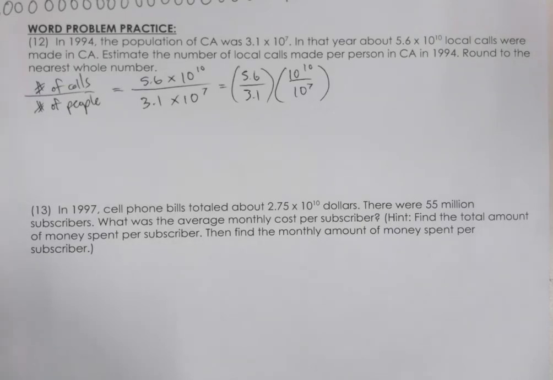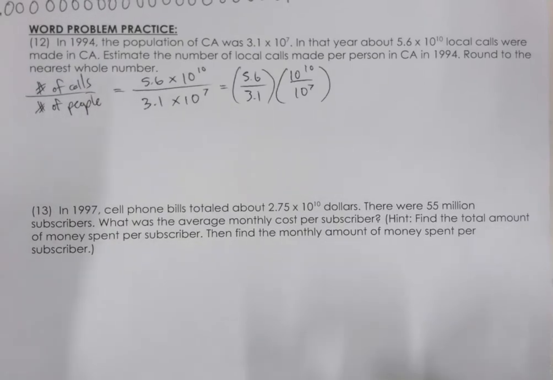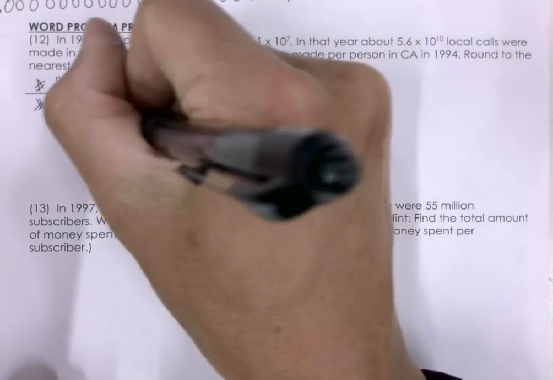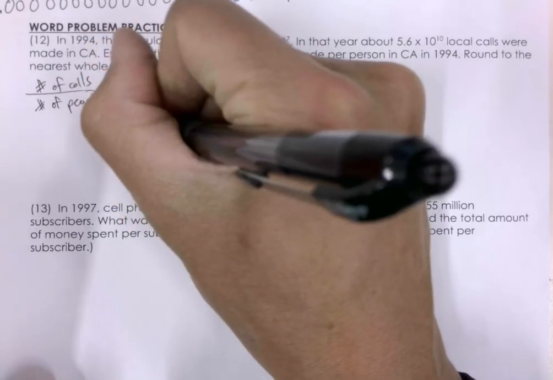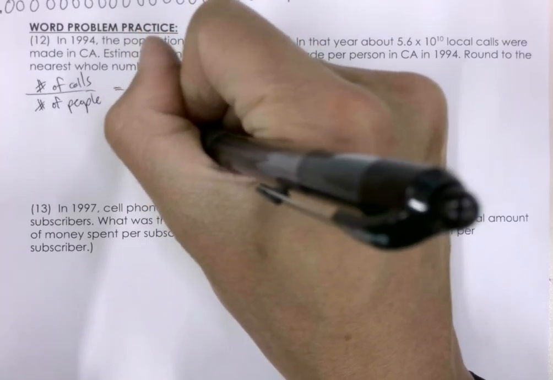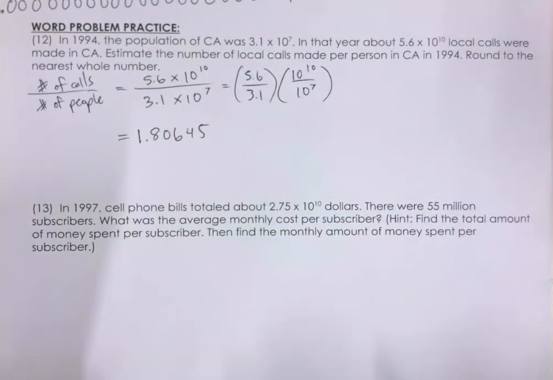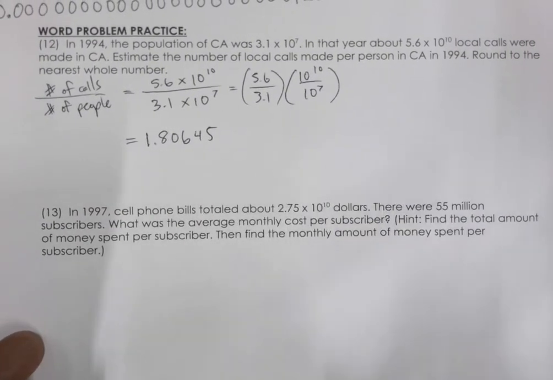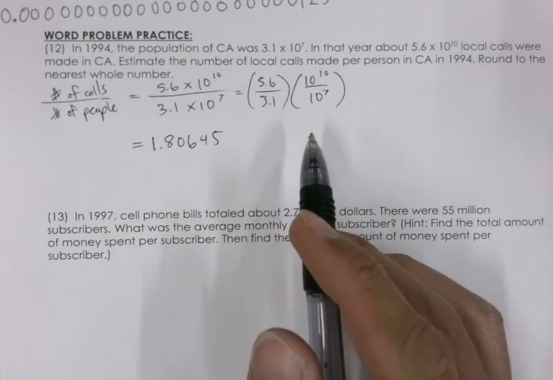All right, and let's see, 5.6 divided by 3.1 is, oh, this is not a nice number. Yep, it is not a nice number. So I'm going to go ahead and say equals 1.80645. And since we're rounding to the nearest whole number, we don't need to write all the decimal places. There's actually quite a few more decimal places, right?